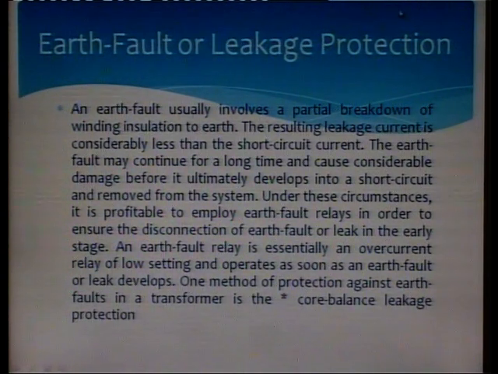So, an earth fault relay is essentially an overcurrent relay of low setting. The earth fault relay is nothing other than an overcurrent relay, but for this the current setting we make is lower, and it operates as soon as an earth fault or leak develops. So, one method of protection against earth fault in the transformer is the core balance leakage protection. So, the protection we use for earth fault in the transformer is called core balance leakage protection.